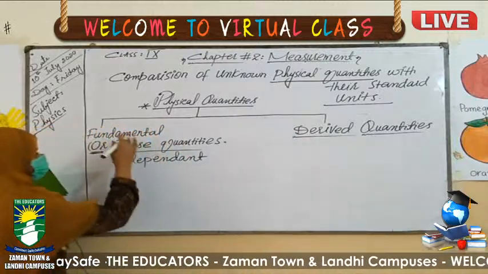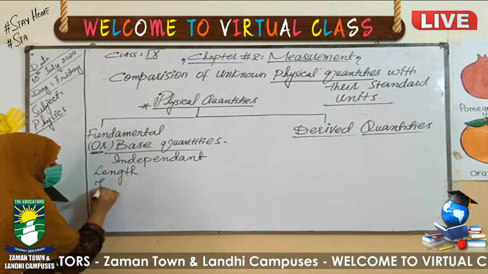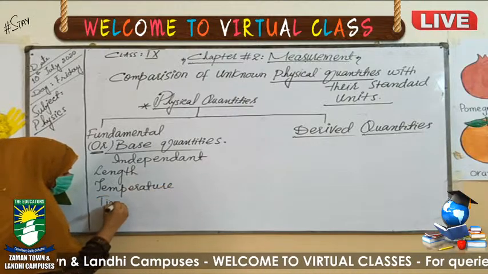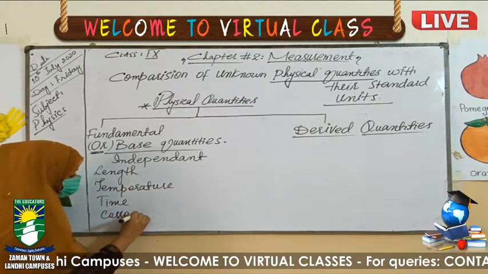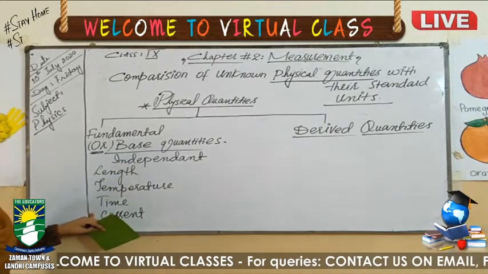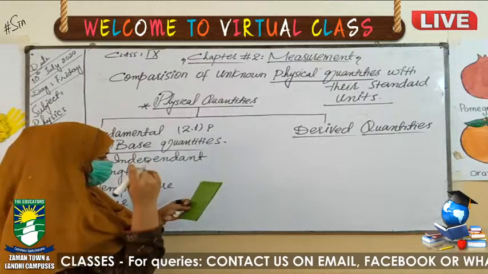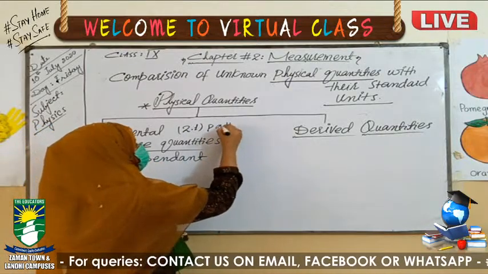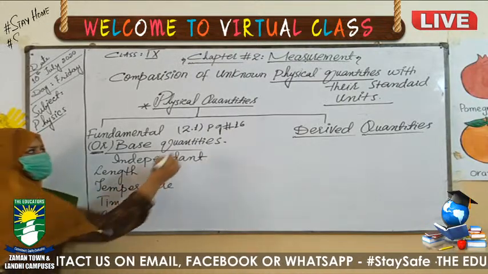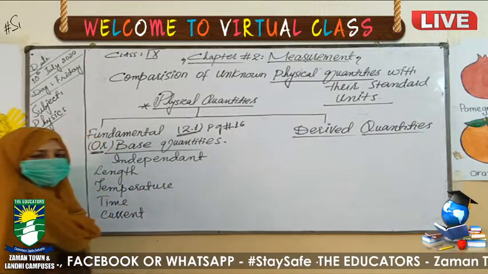Fundamental quantities examples are length, temperature, time, current. These all are the fundamental quantities. I have written here only 4 examples. You can see table 2.1 on page number 16 to see all fundamental quantities. Just have a look in your book on page number 16. Here is the fundamental quantities table.